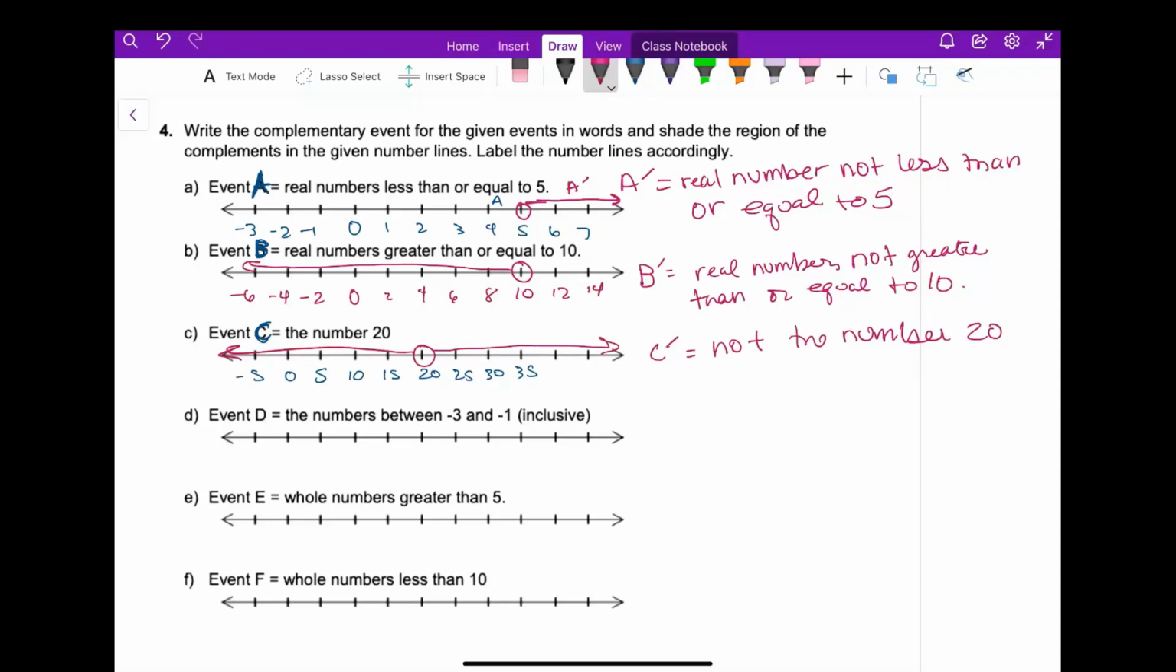All right, inclusive means included, closed dot. Go ahead and try D, E, and F.